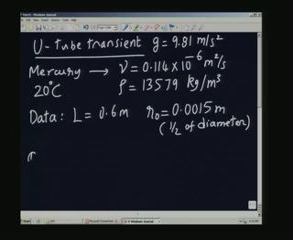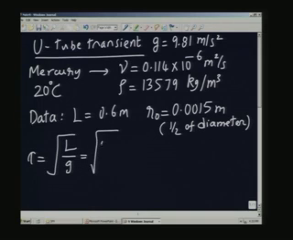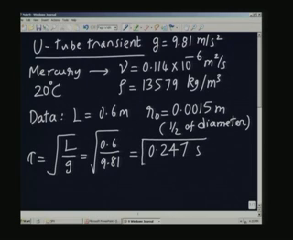So, I can calculate immediately the characteristic time, which is the square root of L by g, square root of 0.6 divided by 9.81. This comes to 0.247 second. So, the length of the column is 0.6 and the characteristic time for the system is 0.247 second. So, this is the one answer we wanted, we will call it A.